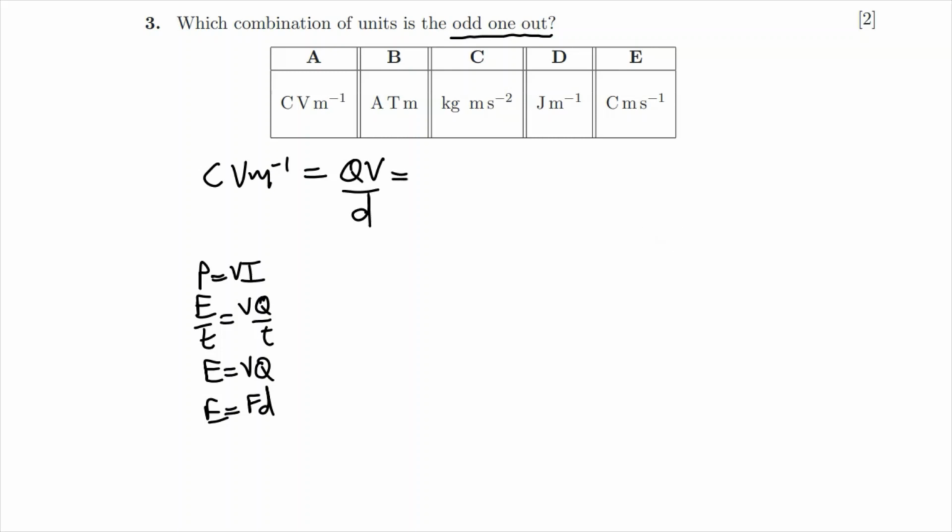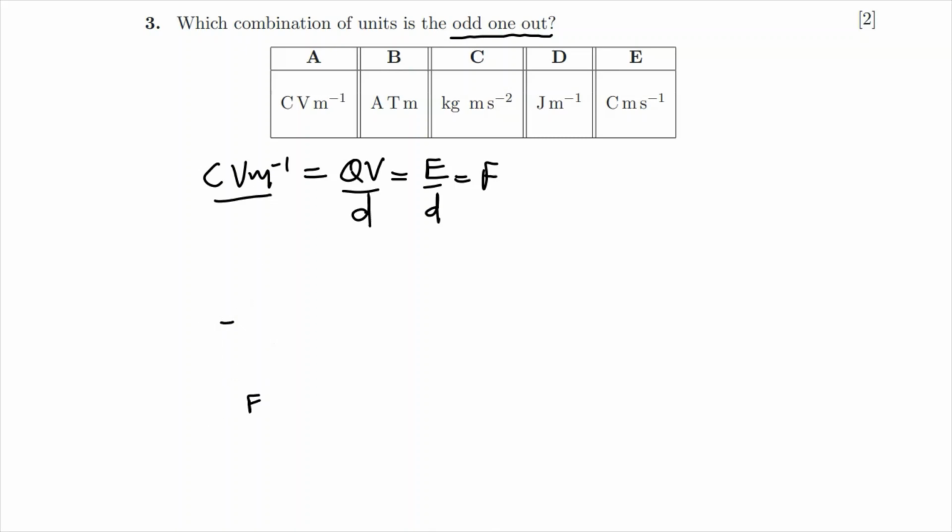So what we have here then is QV, which is E over D, and you should be able to see by this equation that E over D is a force. So we can say that for A, this is a force. Next, let's do B. So we have amps Tesla per meter. Oh, sorry, not per meter, just meter. So that would be a current times a B field times by some distance.